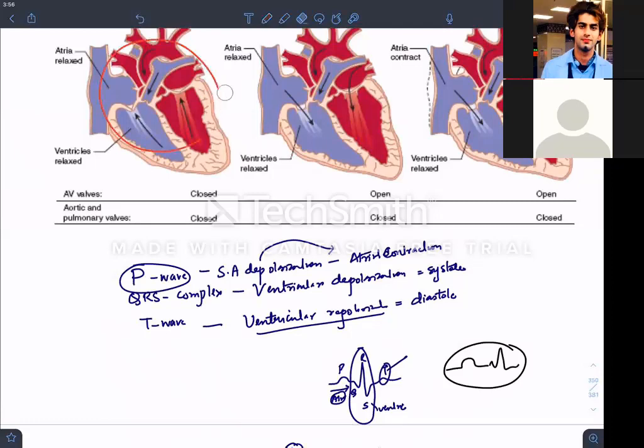I don't have a diagram for protodiastole, but I am telling you, it is the point when the valves haven't closed, and blood should be going out, but the ventricle is going for relaxation now. Are we clear, guys? This is the most important topic I am telling you. It is just relaxing, and at that time also blood is moving out, but the valves are not closed.